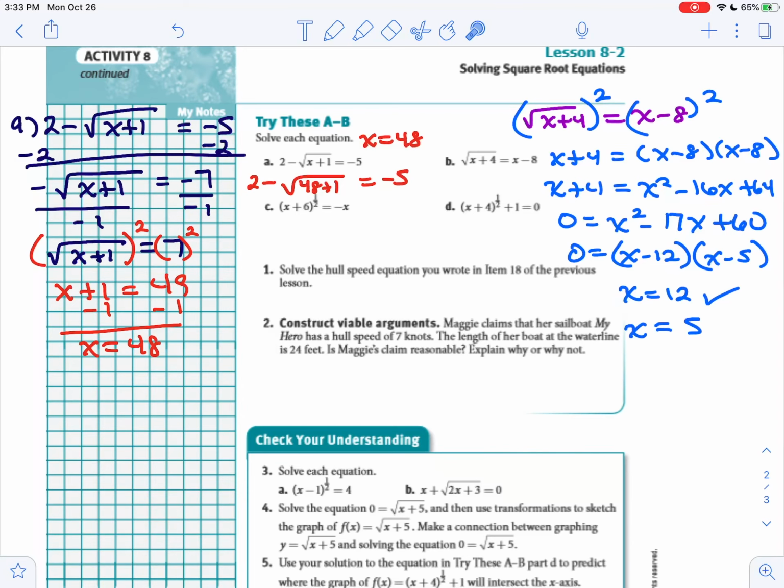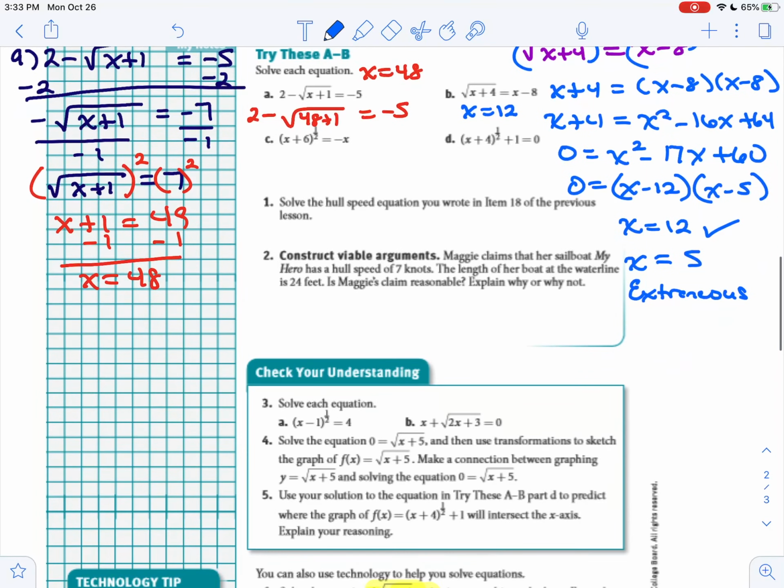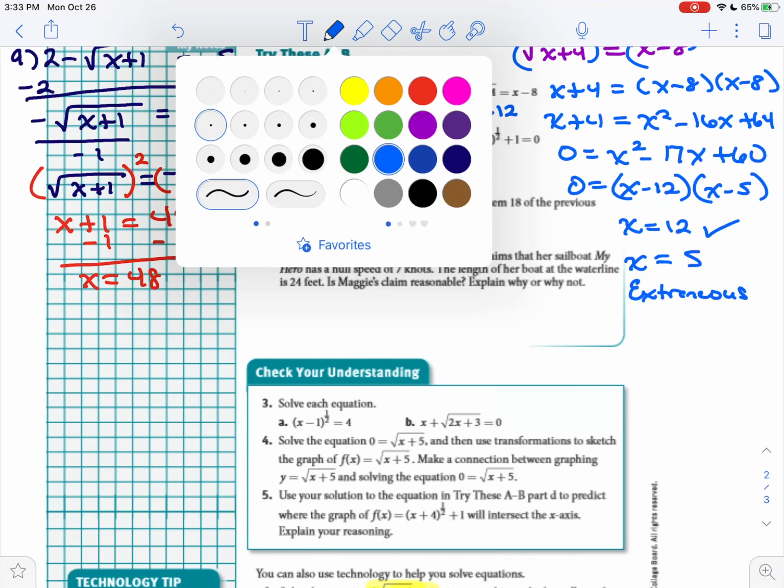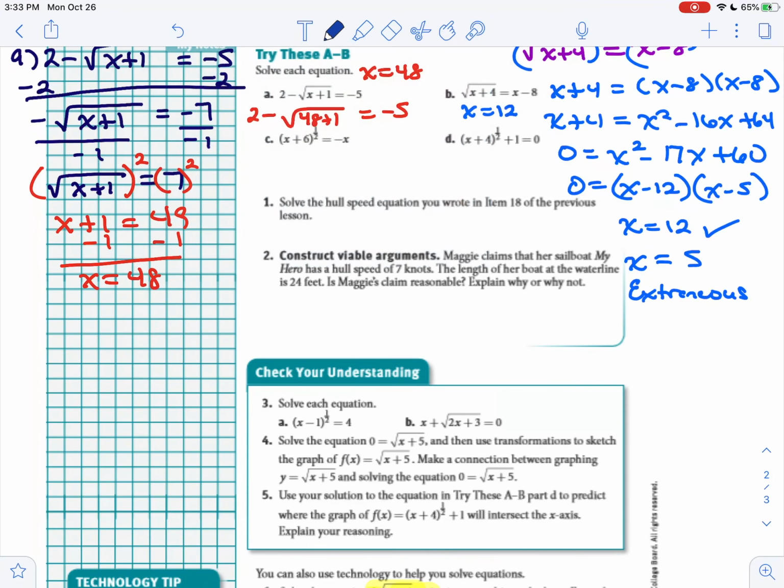5 plus 4 is 9, and the square root of 9 is 3. 5 minus 8, though, is -3. That one does not check out. That one is extraneous. Okay, it came out, you solved it right, but it just doesn't check. So we'll put that one over there. Just the 12 checks out.